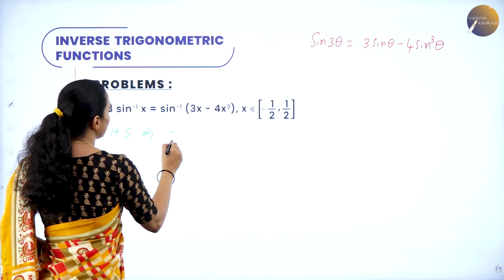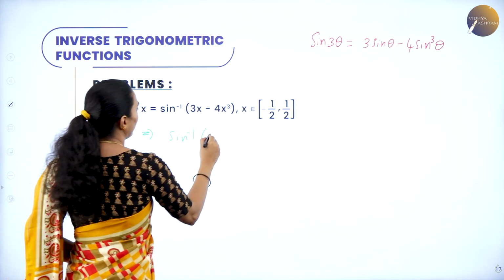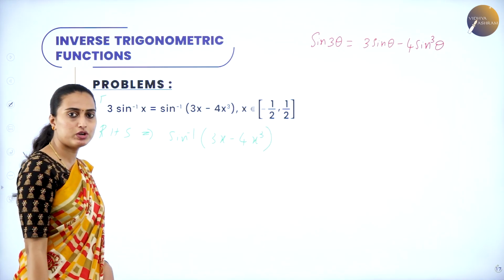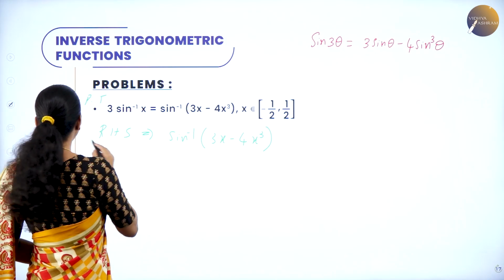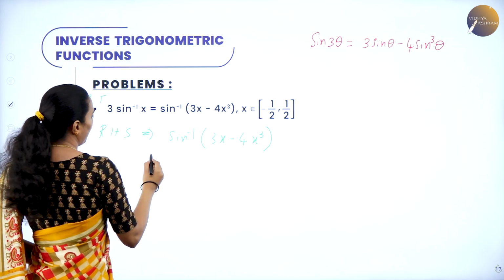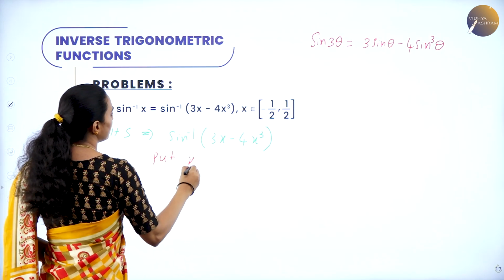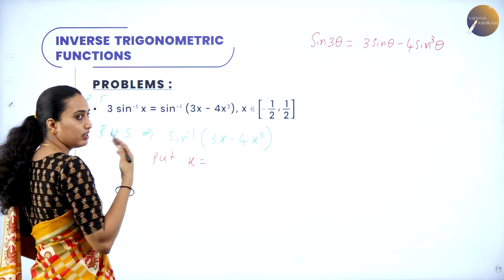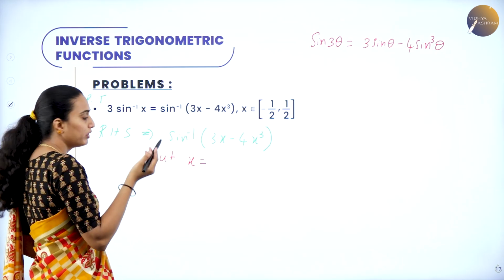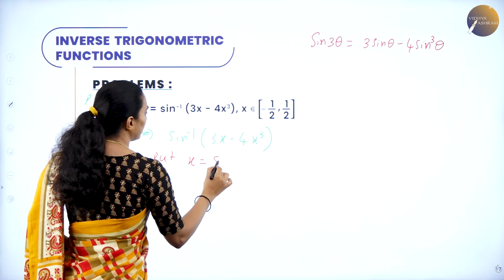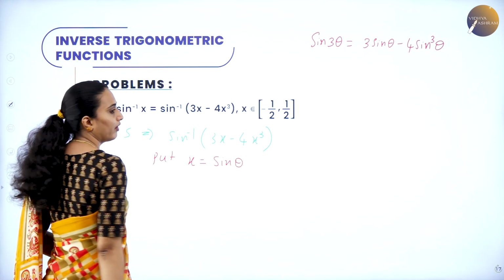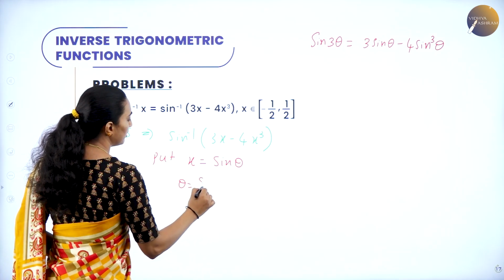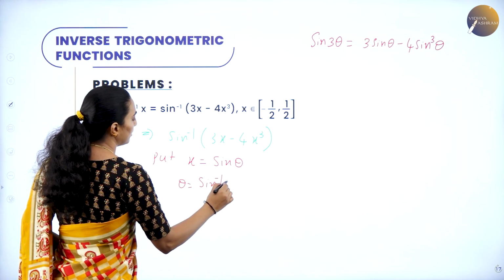You are going to imply sin inverse of 3x minus 4x cube, which is nothing but what? I am going to substitute here, put x is equal to what? Because sin inverse is there, inside you should get sin, and sin and sin inverse will go. So therefore put x is equal to sin theta, right? So therefore theta will be equal to what? Sin inverse x, correct?